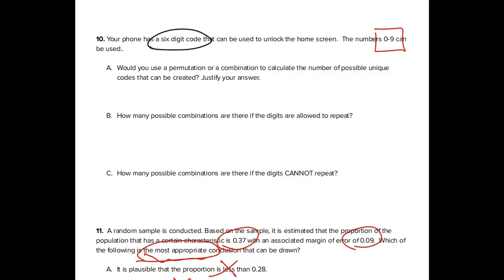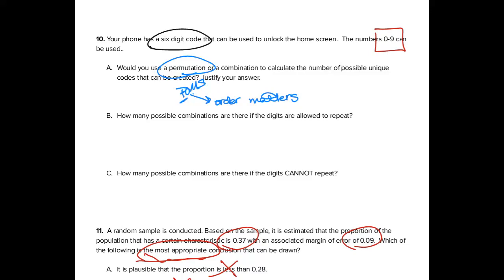Is order important if you're doing a code? Yes, permutation. There we go. So how do we know? Permutation, think of your pom-poms. Permutation, order matters. Order is important. If you say it's the combination, order is not important. If you say permutation, order is important. Order matters.